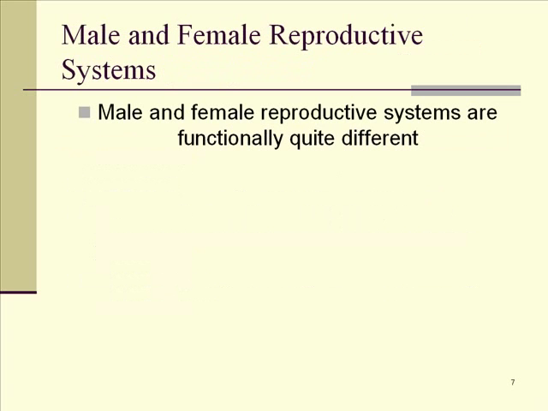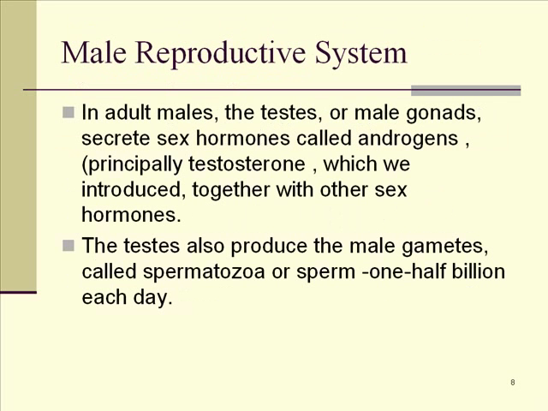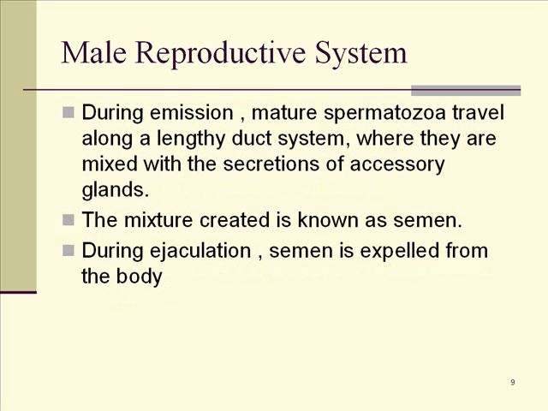Male and female reproductive systems are functionally quite different. In the adult male, you see testicles, the male gonads. They secrete sexual hormones such as androgens, principally testosterone, which many of you may be familiar with. Testosterone is one of the most important hormones in the male reproductive system, together with other sexual hormones as well. And we'll talk about some of those other hormones that are a part of the endocrine system and how they play a role in the male and female reproductive systems. The testes also produce male gametes called spermatozoa, or sperm, half a billion each day. It's a lot of sperm.